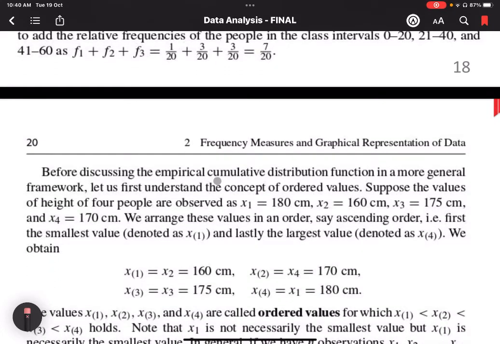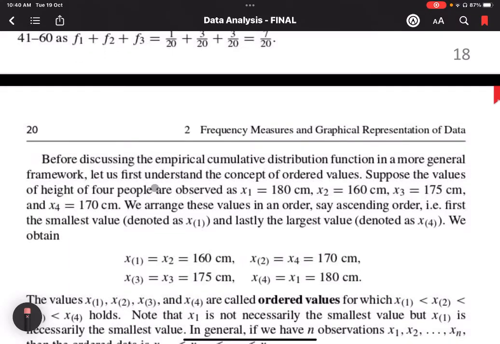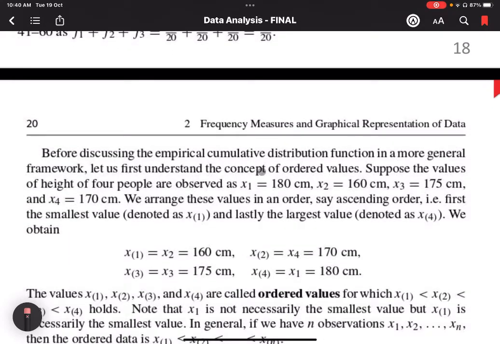So before discussing the empirical cumulative distribution function in a more general framework, let us first understand the concept of ordered values. Suppose the values of height of four people observed are x1 equals 180, x2 equals 160, x3 equals 175, and x4 equals 170. We arrange these values in order. So pag in-order natin yan, we have the following result.